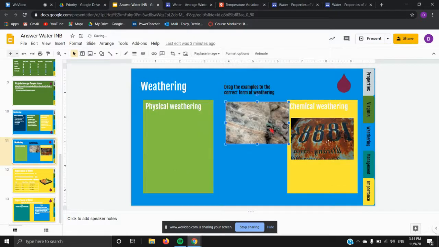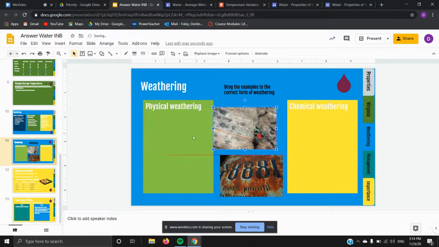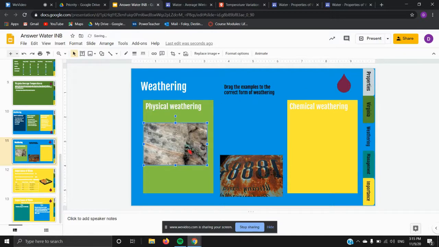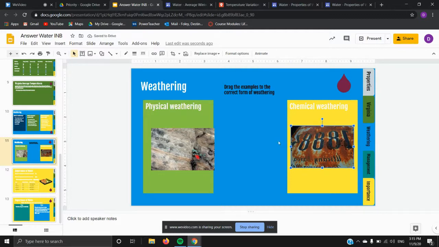So these are your chemical reactions. For slide 11, you were to just click and drag which picture represented which. Physical weathering is this one. You can see that there are these cracks in the rock here. That is from physical weathering. And over here, chemical weathering. This is called oxidation, also known as rust.